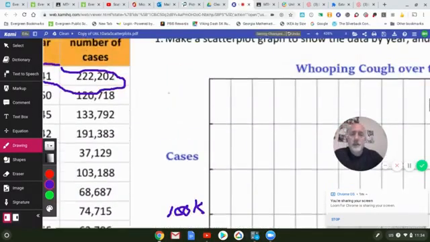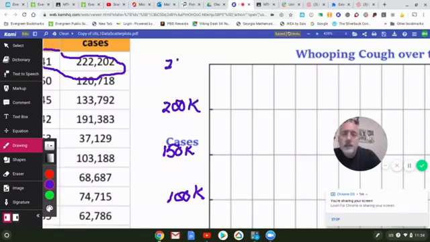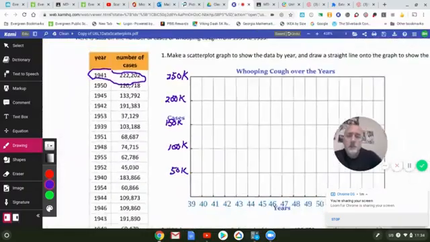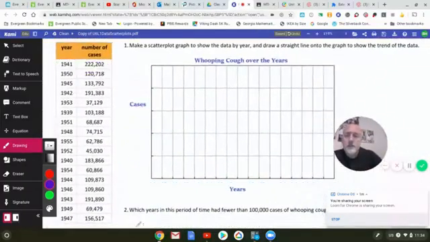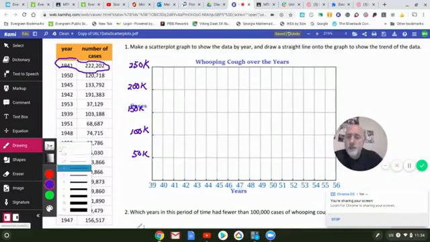Notice again, I'm writing on the lines, meaning I'm right where the line hits the axis. 150,000, 200,000. It's a lot of cases. But again, it sounds like the news today. So if you start off like that, you can put in the points. And for the points, I recommend doing a pretty good sized dot.